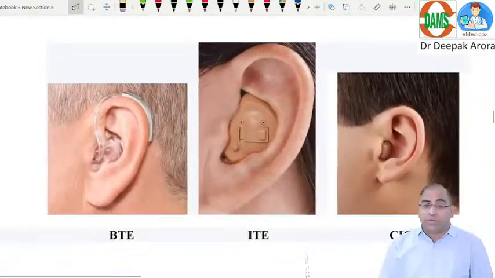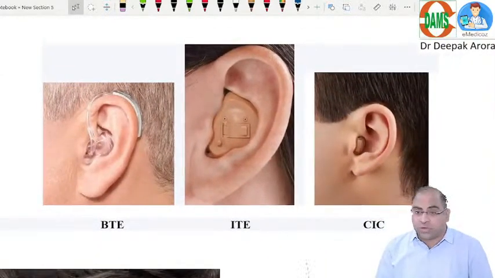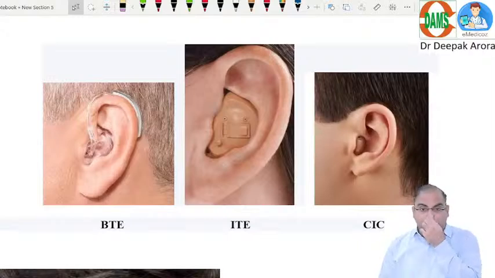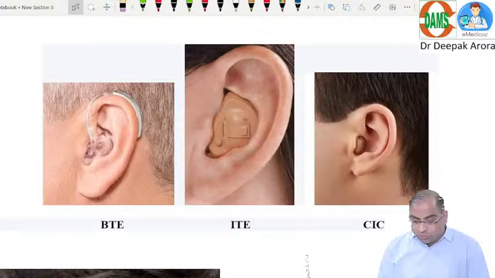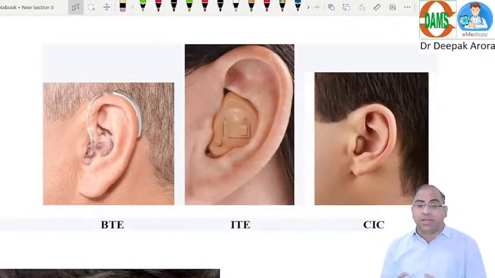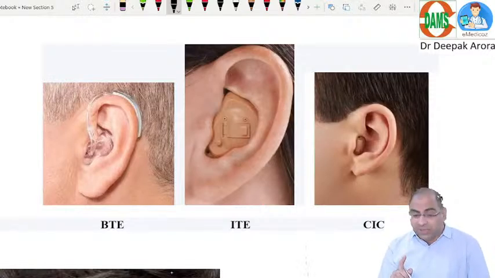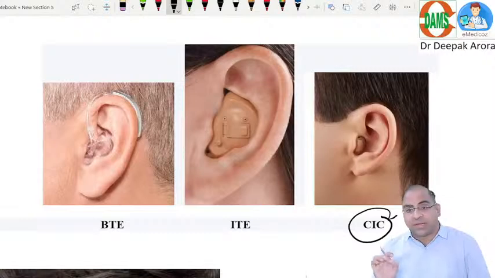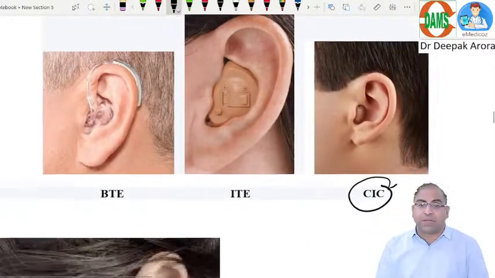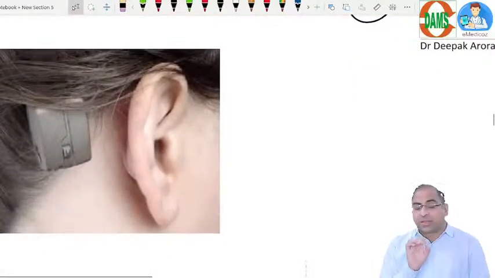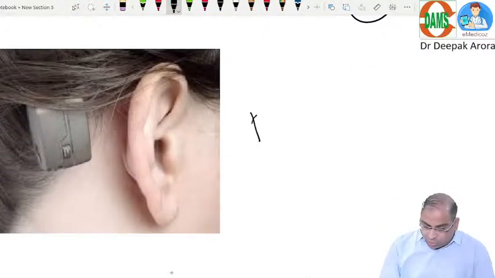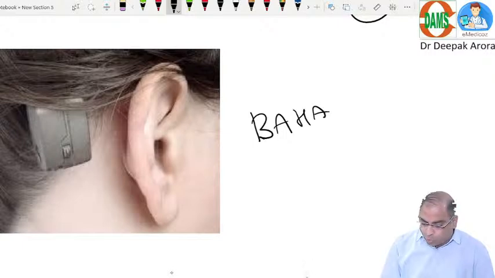What I am showing you is a very favorite topic of your examiner these days, conductive deafness. What is the treatment for conductive deafness? We use hearing aids. Like in old patients, we use BTE, behind the ear. This is ITE, in the ear. If the examiner shows you something like this, it is CIC, completely in the canal. Clear?